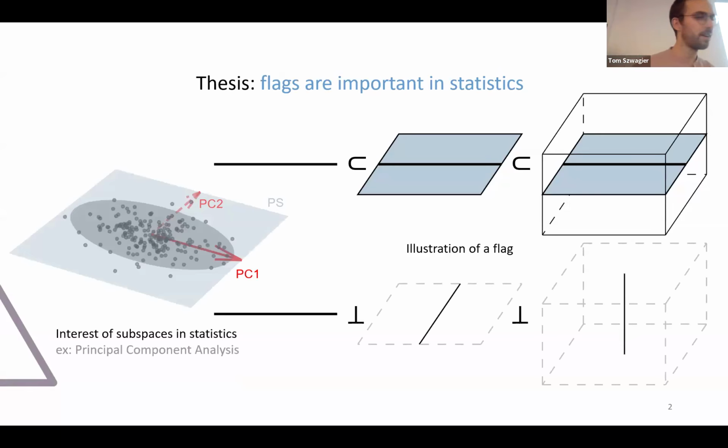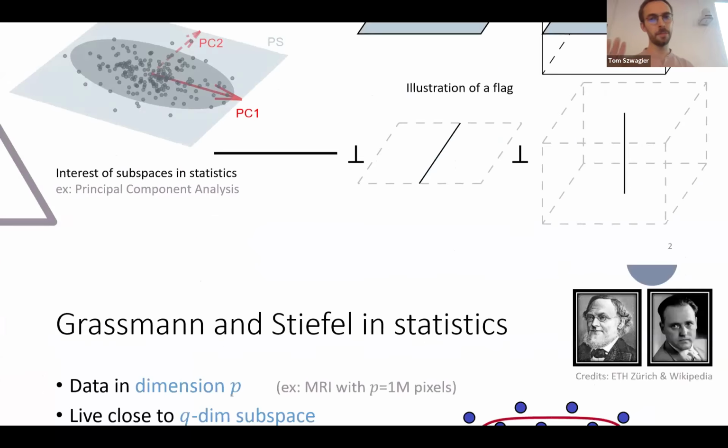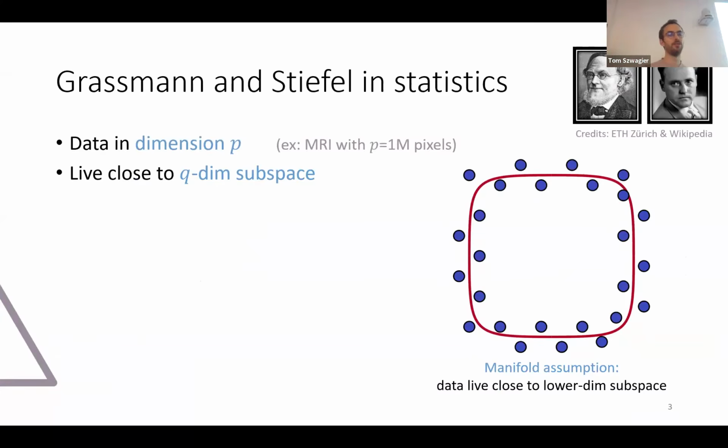And so this will be notably justified by the fact that these flags are hidden in many statistical methods, including principal component analysis, which is a central statistical method. And so they will be natural geometric objects for interpreting those statistical methods. Let me give a little bit more motivation. Imagine you have some data living in dimension P. For instance, you have an MR image with P equal 1 million pixels. Then it's classical to assume that this data lies close to a lower dimensional subspace, notably because it could be summarized with a low number of features of interest.